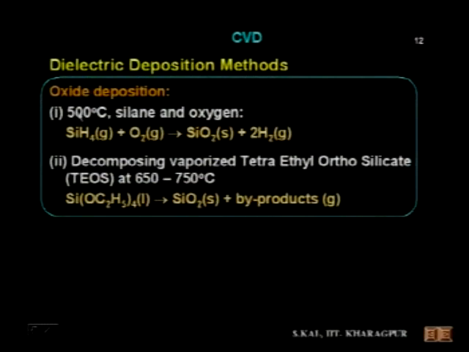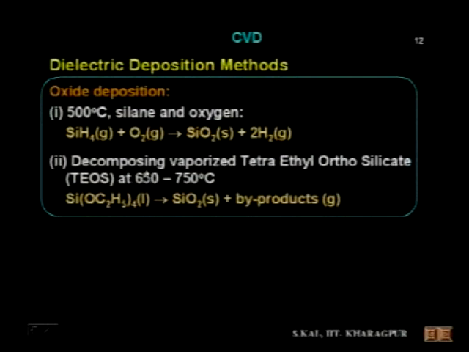Here you can see, since reaction temperature is only 500 degrees centigrade, you may use this particular technique to deposit silicon dioxide on metal film. Some of the metal films, for example tantalum or tungsten, their softening temperature is higher than 500 degrees centigrade. So in those cases, you may deposit the oxide film on metals.